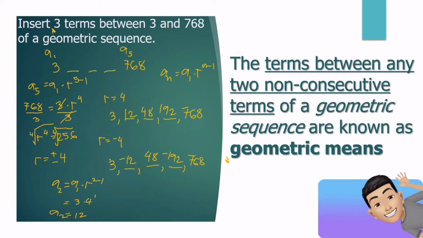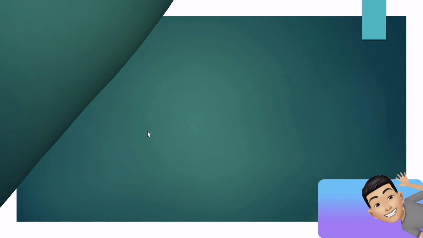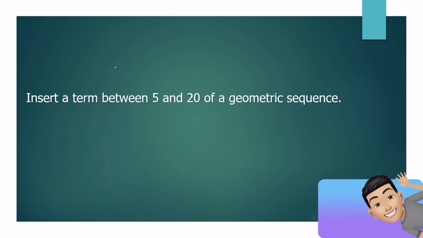Pero dito sa second case natin, when the common ratio is negative, since the first term is positive, nagkaroon ng alternating signs. So, yun lang. Madali lang yan, no? Check ka natin. Let us continue. Let's have another example.